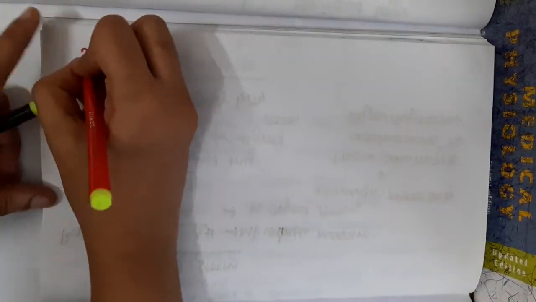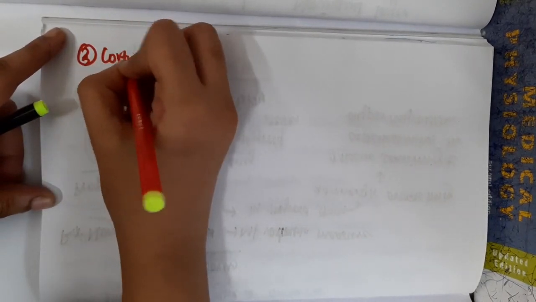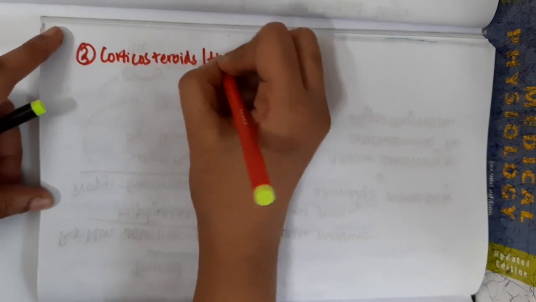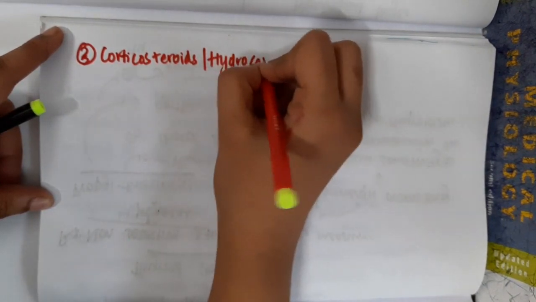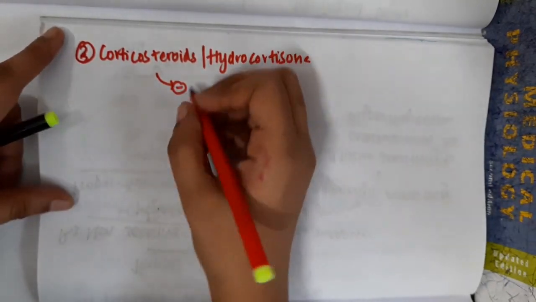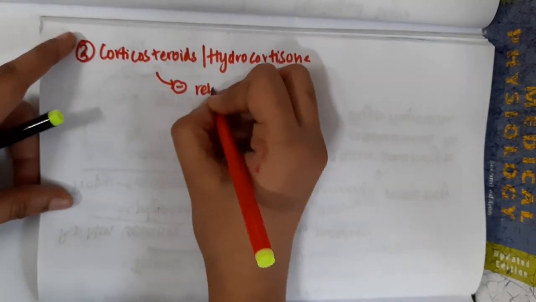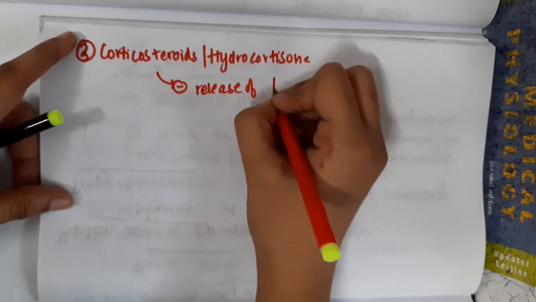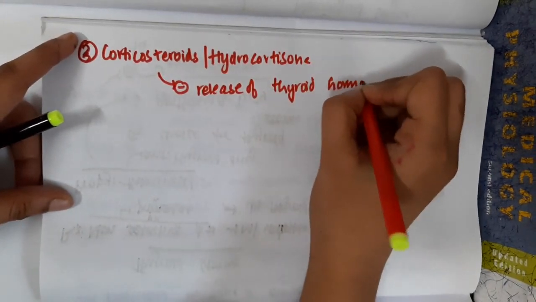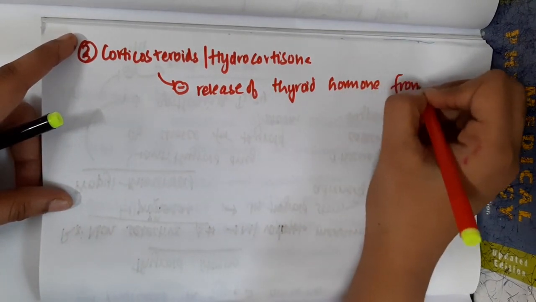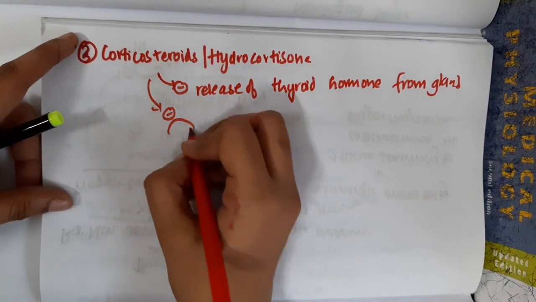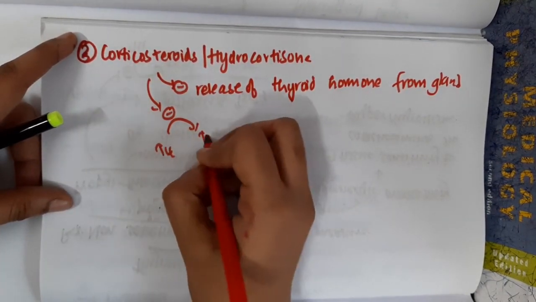Then corticosteroids. Corticosteroids, such as hydrocortisone, will inhibit the release of thyroid hormone from the gland. And also it will inhibit the peripheral conversion of T4 to T3.